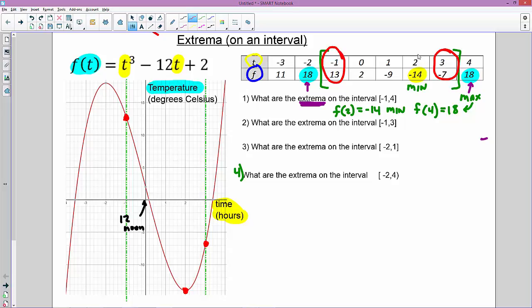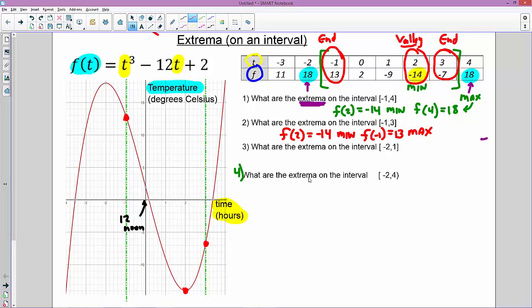By the way, here is the valley, right? So this is the endpoint, this is the endpoint, and this is the valley, or really, it's what we call a relative min, all right? So the highest of all of these is 13, so that makes f of -1 the max, okay? And for the min, f of 2 is the min.